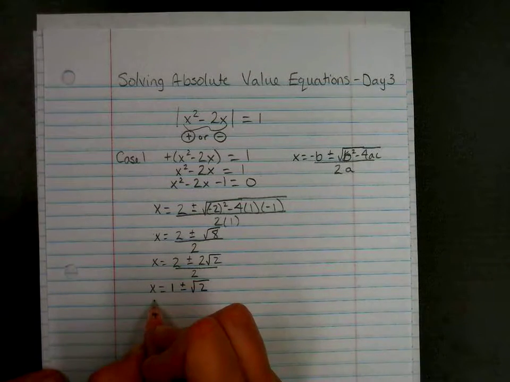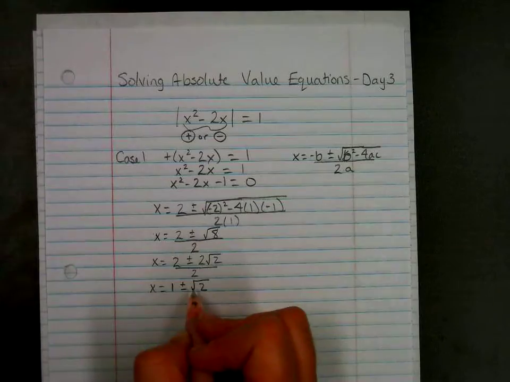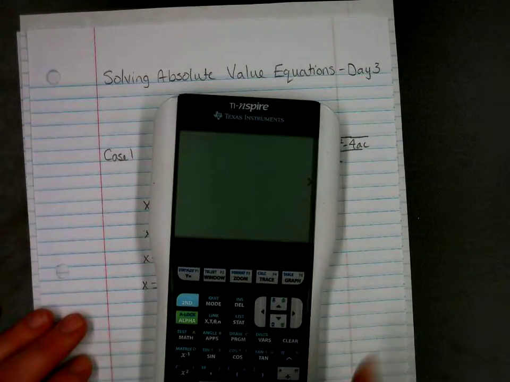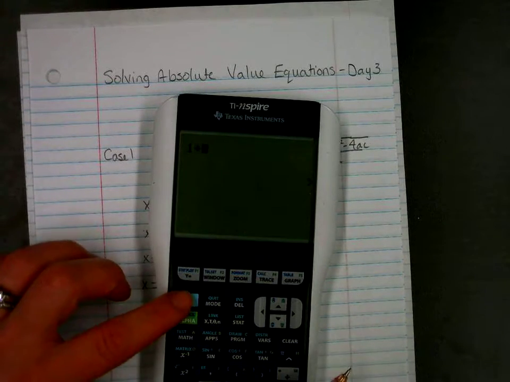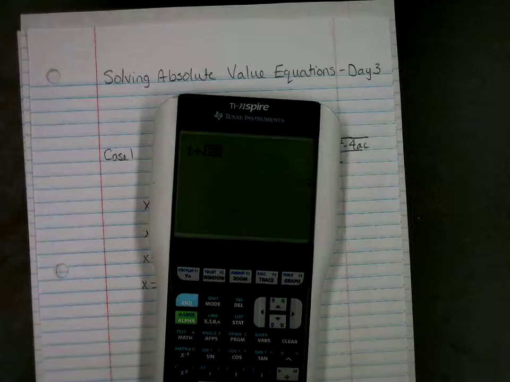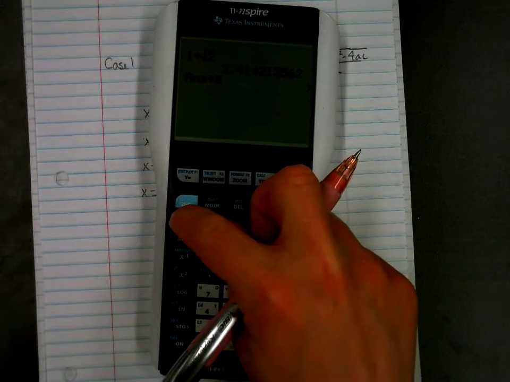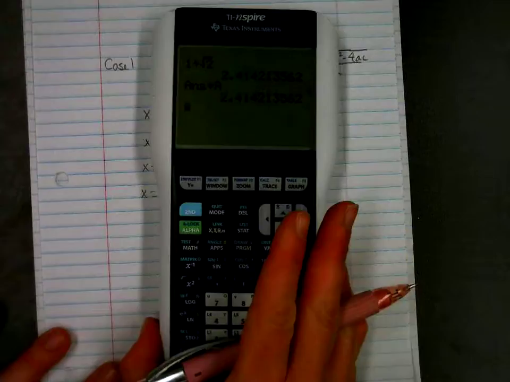So my suggestion is that you store these answers into your calculator and use them as a check. So if you can't remember how to do that, on your calculator, I'm going to take 1 plus the square root of 2, and then I'm going to hit my store button, and I'm going to save this as alpha A, and then hit enter.